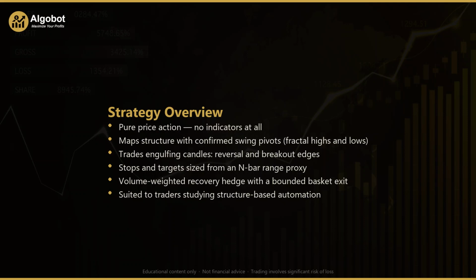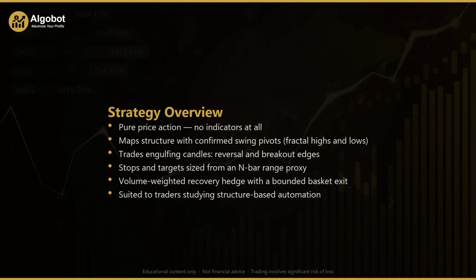The foundation is market structure. The strategy continuously scans for swing pivots. These are fractal turning points, a high that stands above a set number of bars on both sides, or a low that sits below its neighbors. The number of bars to the left and right is controlled by the PivotLeft and PivotRight inputs, both set to 3 by default. A confirmed pivot gives the strategy a genuine support or resistance level derived from price alone.